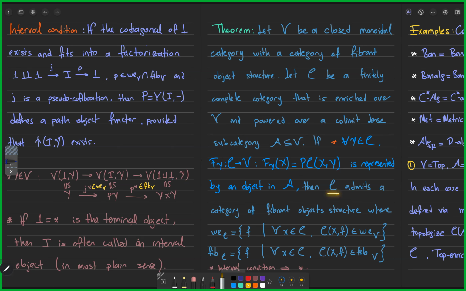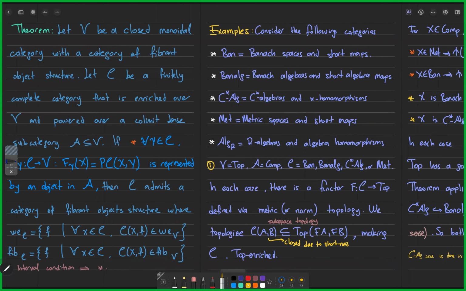admits a category of fibrant object structure where F is a weak equivalence whenever the induced map on co-representables is a weak equivalence, and it's a fibration whenever the induced maps on co-representables are fibrations. And remember, the interval condition implies the condition star here. So we have many examples. We will give five of them here. You can increase the number of examples, by the way.